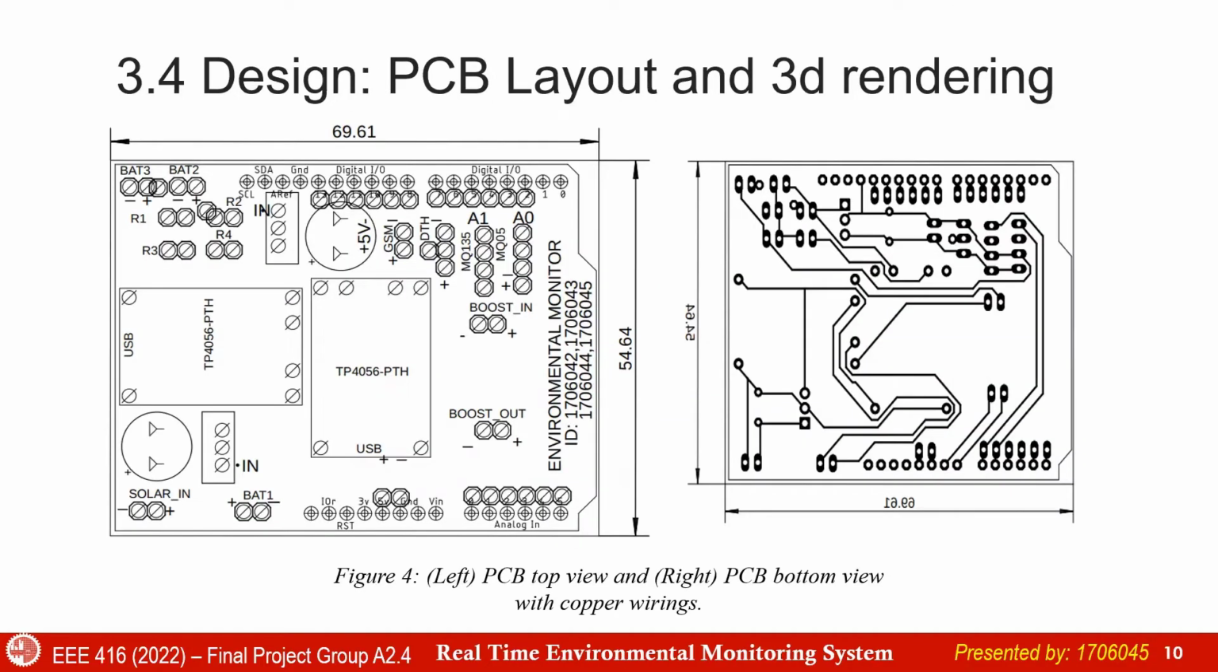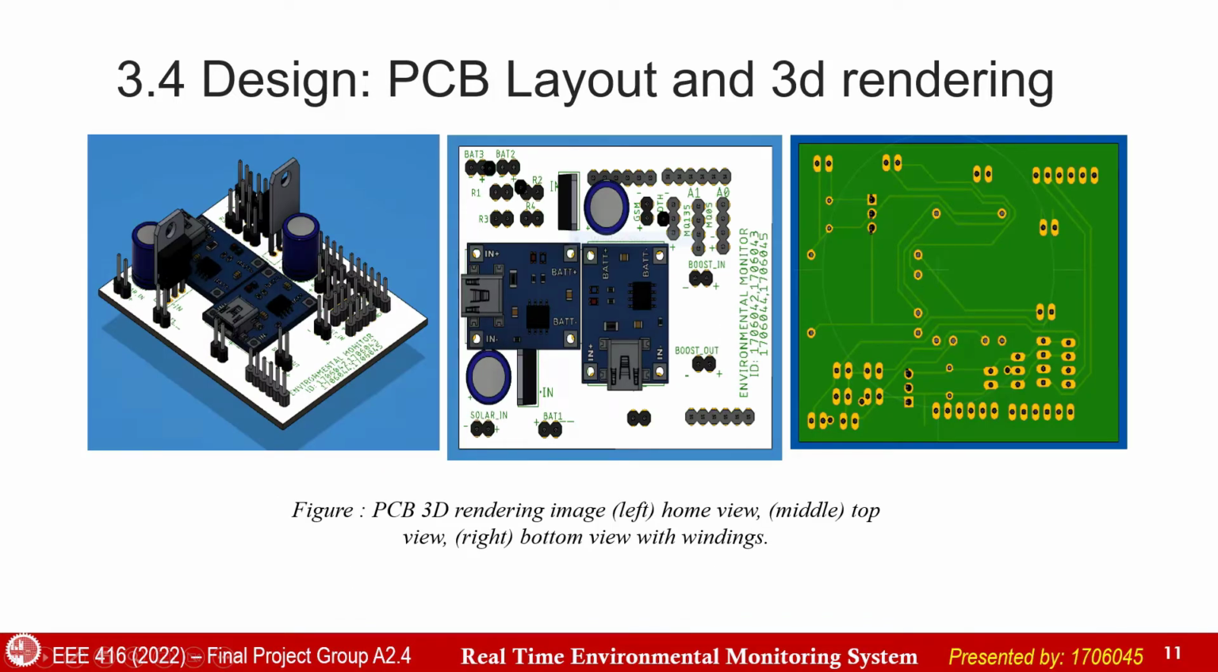At this point, we're describing our PCB layout and 3D rendering. We have prepared a PCB for our whole system. As can be seen in the pictures, the PCB is two-sided printed. The bottom side has the copper wires and the top side has text and others. The PCB 3D layout was created by Fusion 360 software, which is the 3D software for Autodesk Eagle. The 3D rendering shows 3 pictures.